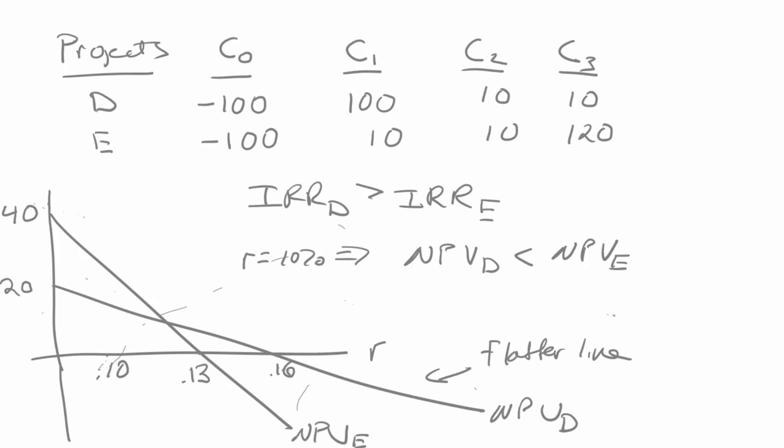The question is, do you care if you get your money back sooner? Well, all else equal, of course it's better to get your money back sooner because of the time value of money. But for Project E, you get much more money in general than for Project D. So it really matters whether your discount rate is low or high. If your discount rate is less than the point at which these two cross, then Project E is preferred.